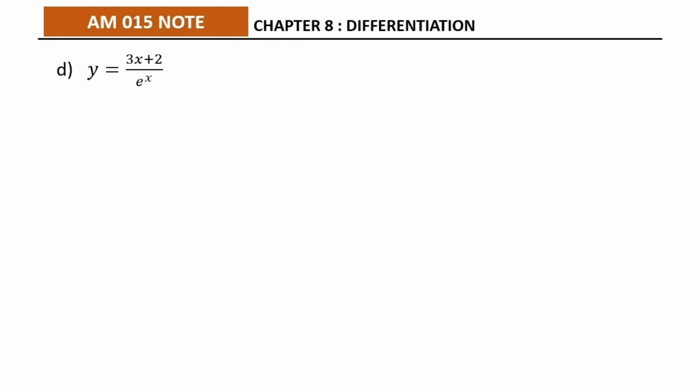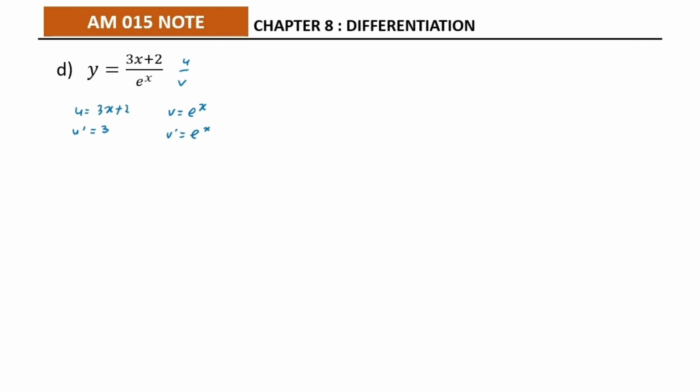Next, y equals 3x plus 2 over e power of x. In this case, we have the quotient rule, u over v. So u equals 3x plus 2, u prime is equal to 3, v equals e power of x, v prime, differentiate e power of x, we have e power of x.